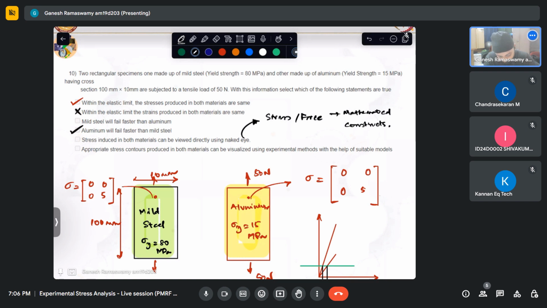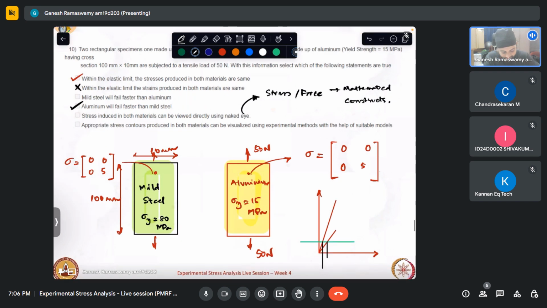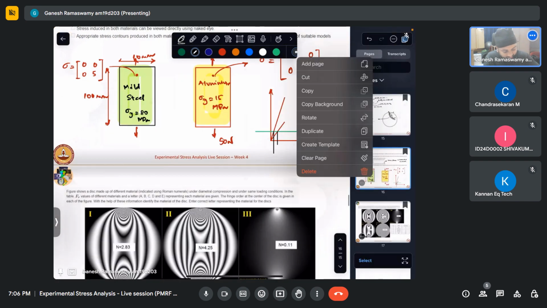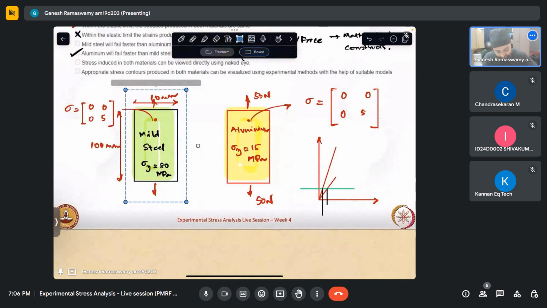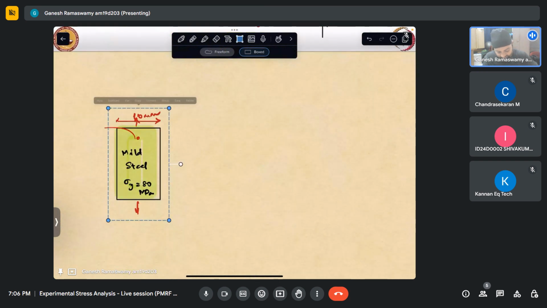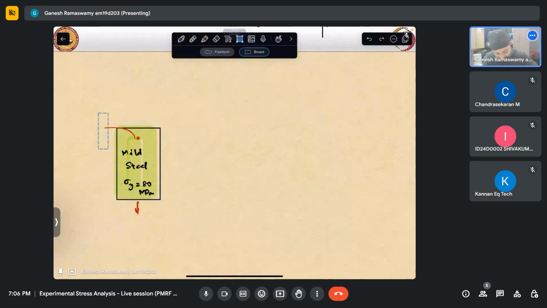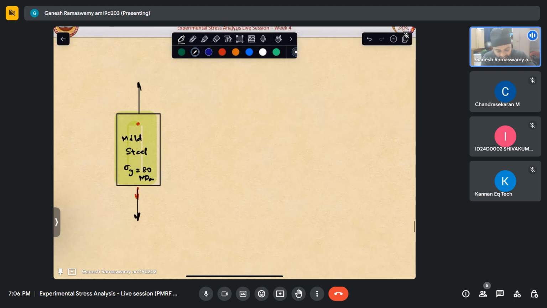Appropriate stress contours produced in both the materials can be visualized using experimental techniques with the help of suitable models. So what is it that we expect to see in this case? Let us just do a thought experiment. Let us say I take this specimen and I pull it like this. And let us say that I am viewing this using a polariscope.